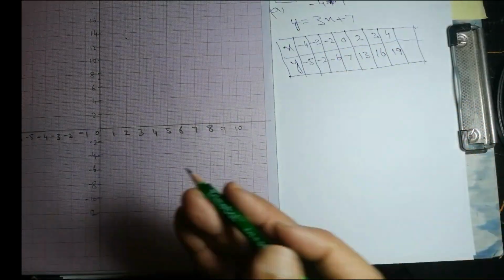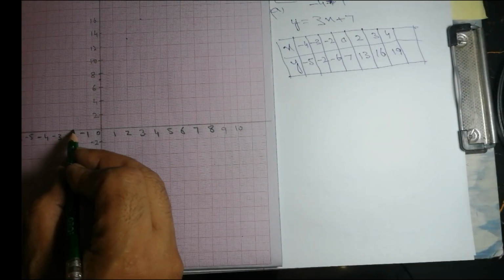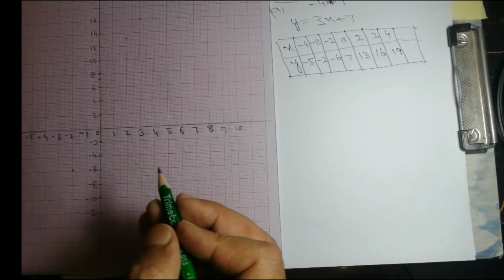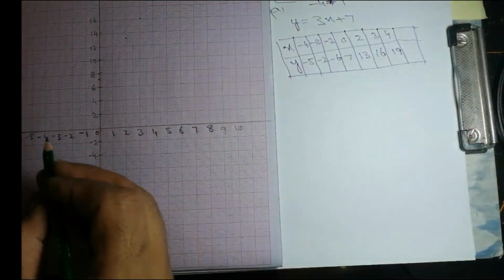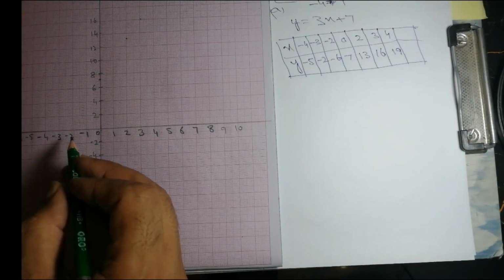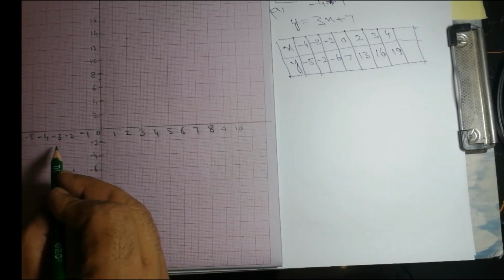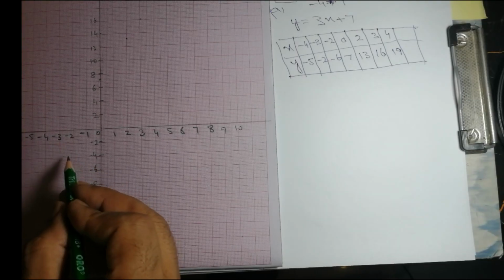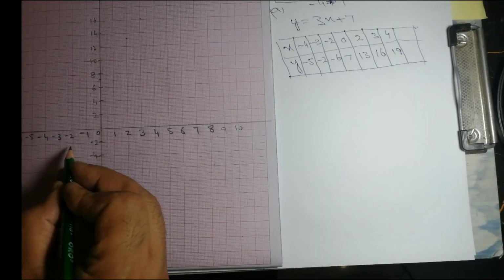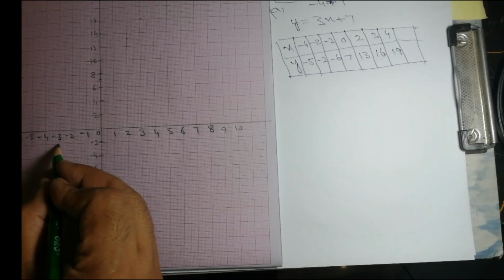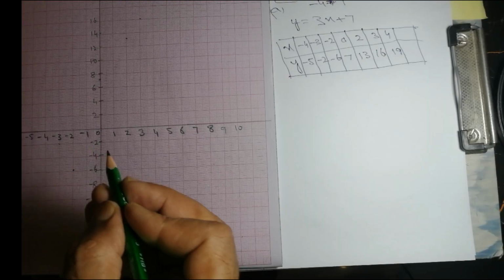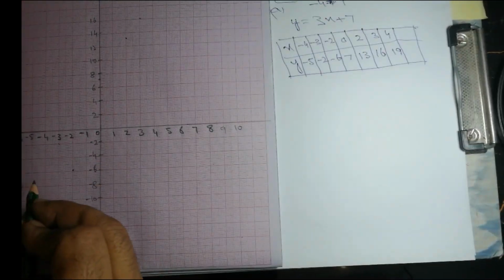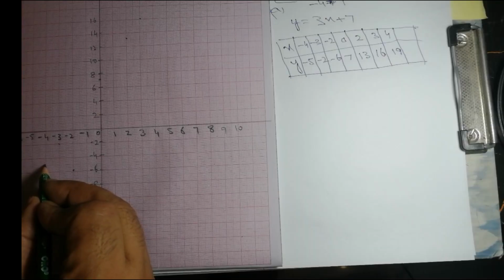And (-2, -6): minus 2 is this one, and minus 6, this will be this point. Then (-3, -2): x is minus 3 and y is minus 2, so it is here. And (-4, -5): minus 4 and minus 5 is here.